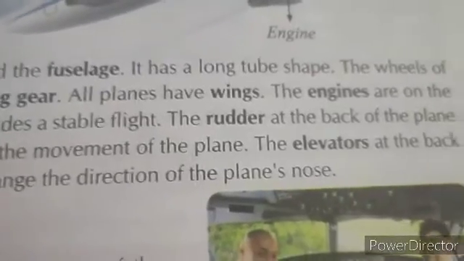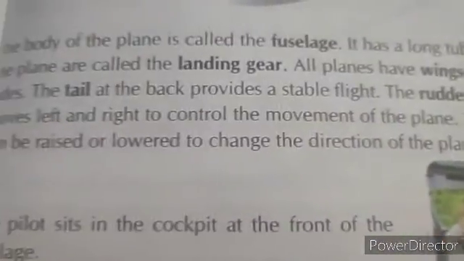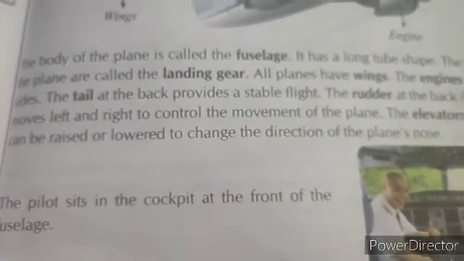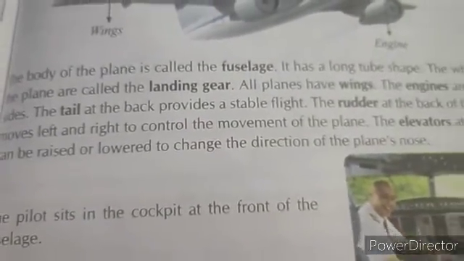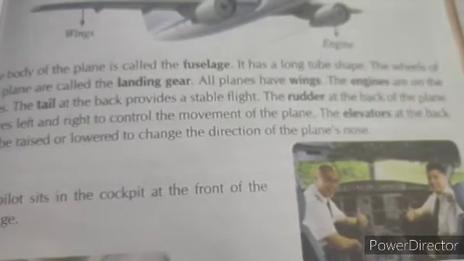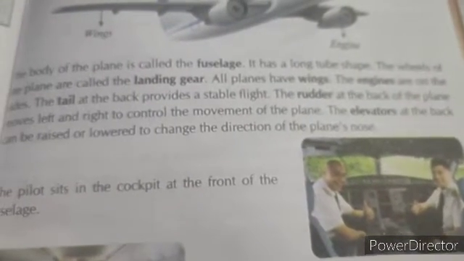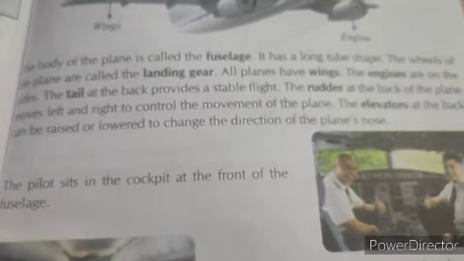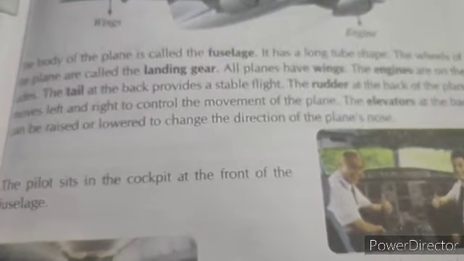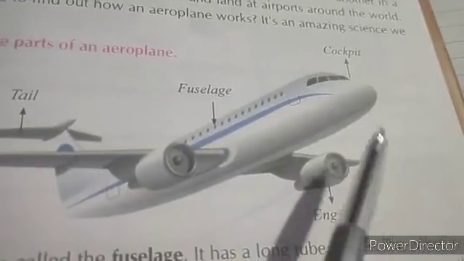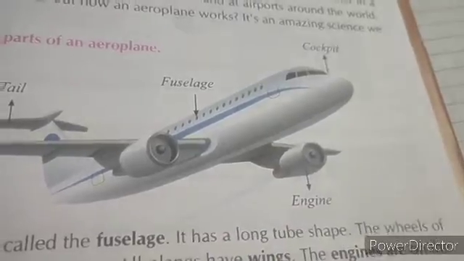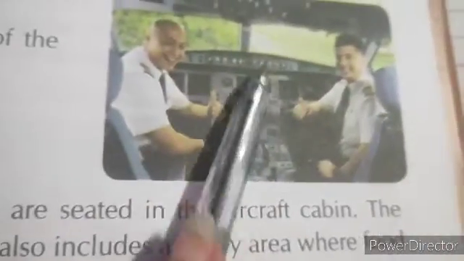The rudder at the back of the plane moves left and right to control the movement of the plane. The elevators at the back can be raised or lowered to change the direction of the plane's nose. This is the plane's nose. Now this is the cockpit.